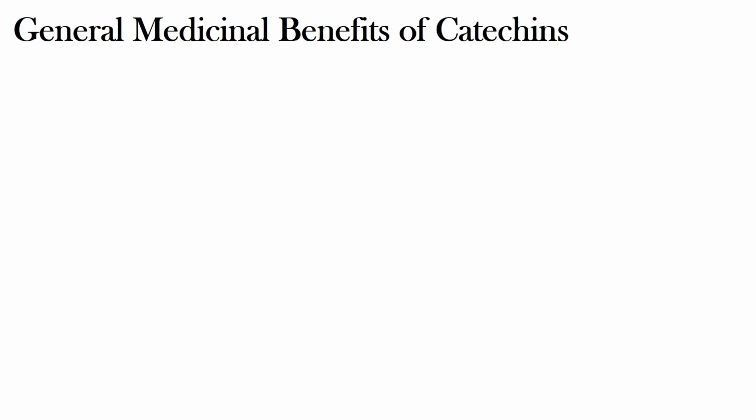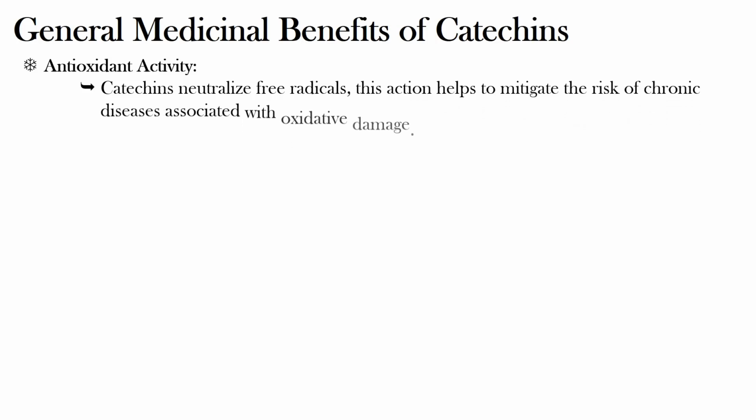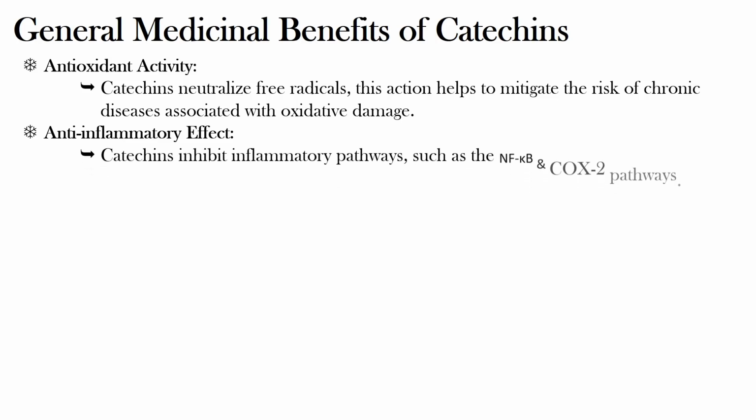General medicinal benefits of catechin. Catechins have antioxidant activity. Catechins neutralize free radicals. This action helps to mitigate the risk of chronic disease associated with oxidative damage. Anti-inflammatory effect. Catechins inhibit inflammatory pathways such as nuclear factor kappa B and cyclooxygenase 2 pathways.